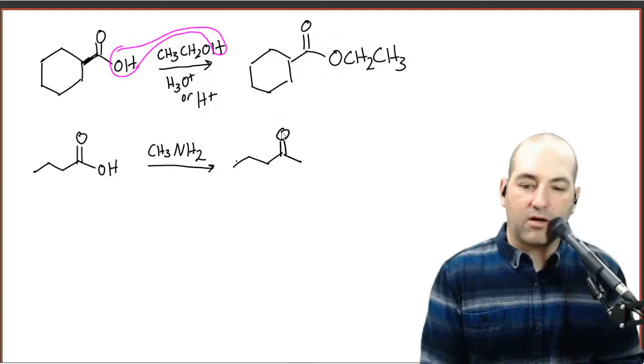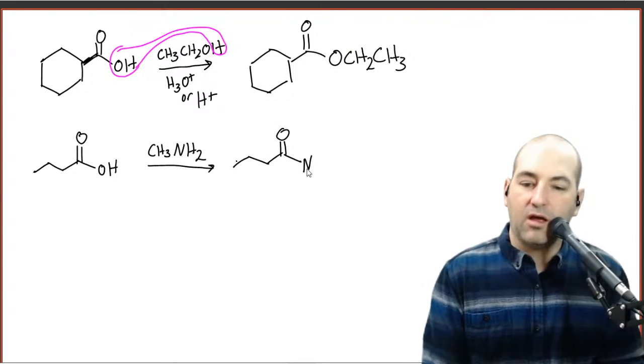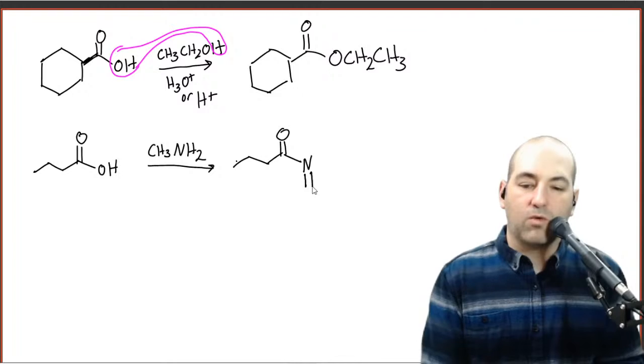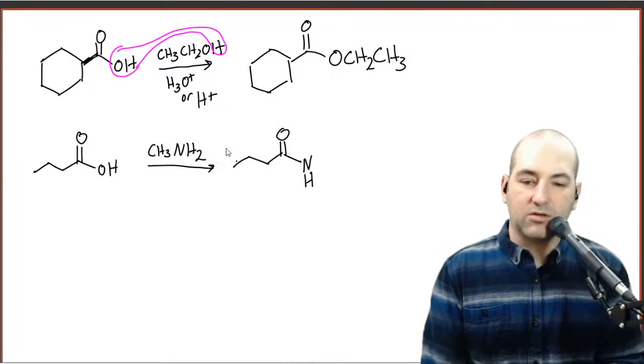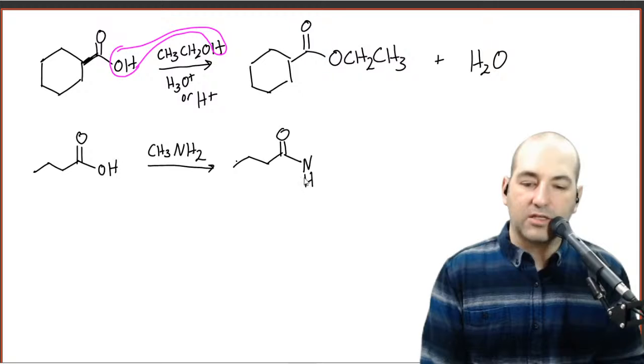Starting with our carboxylic acid like that, the nitrogen is going to connect here. We remember that we only lost 1 hydrogen to the H2O. Sorry, let's be careful here and let's write H2O. We only lost 1 hydrogen to the H2O, so that means the other hydrogen is still there.